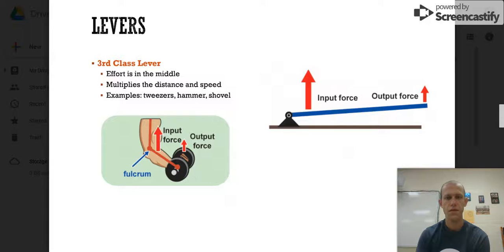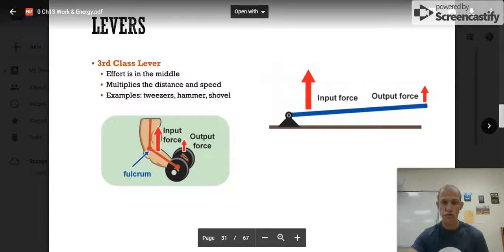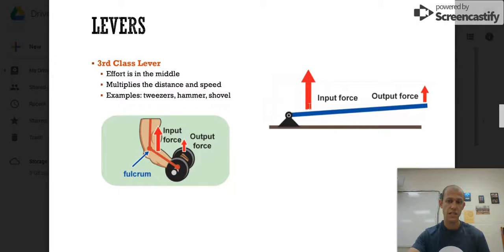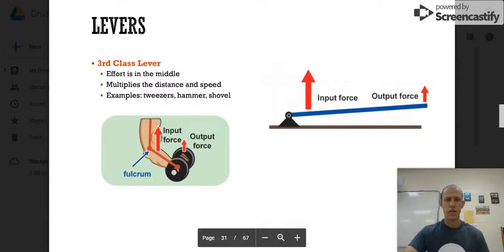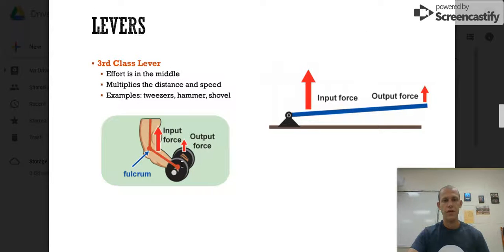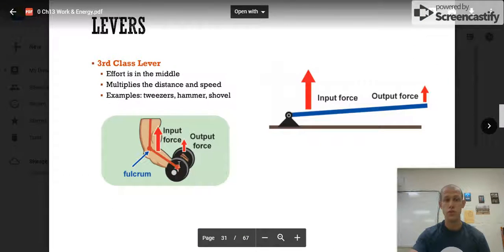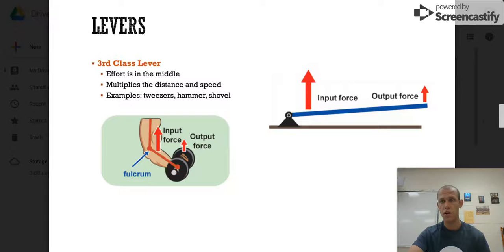Third class levers. The effort is in the middle now, and the output force is on the far end. It multiplies the distance and speed. So you would have to apply more force, but it's going to travel a greater distance and it's going to move faster. So this might not move very fast, but further out on the edge, it will move fast. So that's the whole point of a third class lever. You have to apply a lot of input, but your output has a lot of speed to it and moves a great distance. Some examples might be tweezers, hammer, shovels, and muscles are in that category.